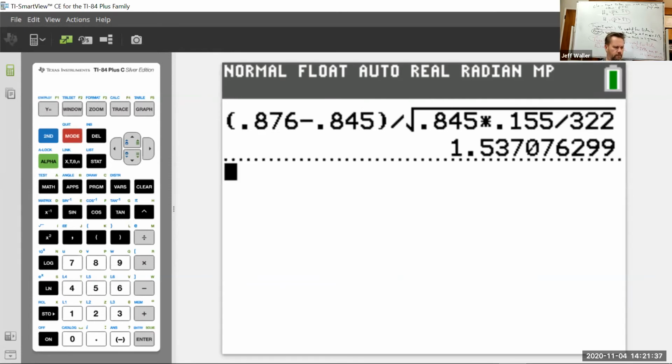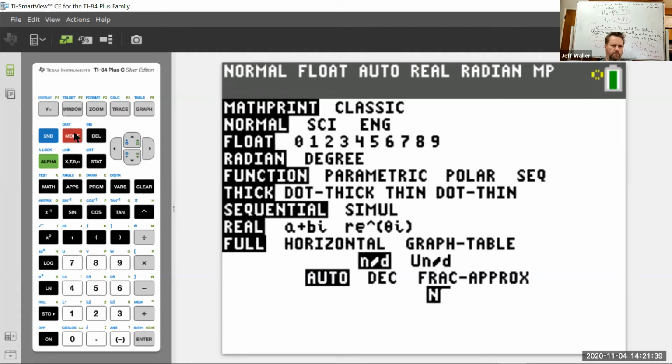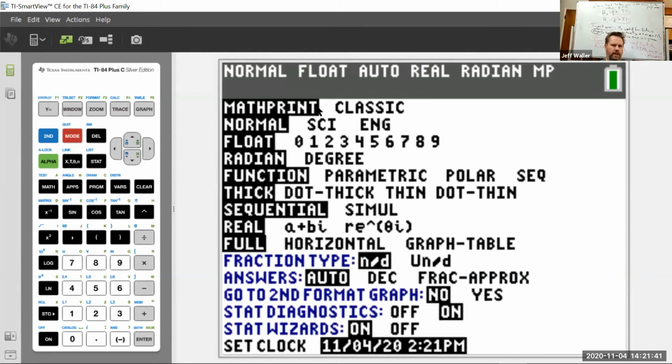Wait, how did you get there? Mode? Yeah, if you hit mode, you might not have this option, math print versus classic. If you don't have that option, oh, too bad, you're stuck. But if you do, you might want to consider math print. Everybody with me a little bit?